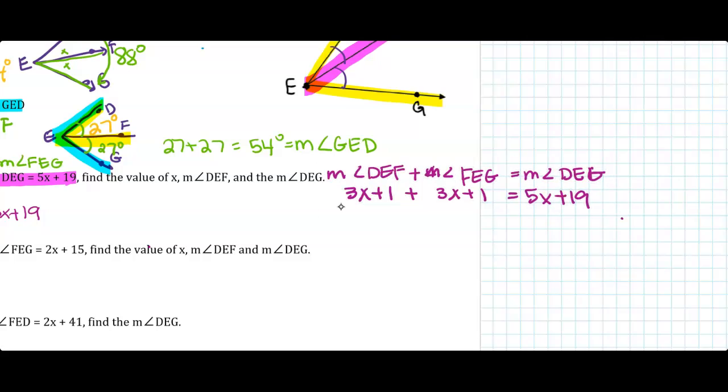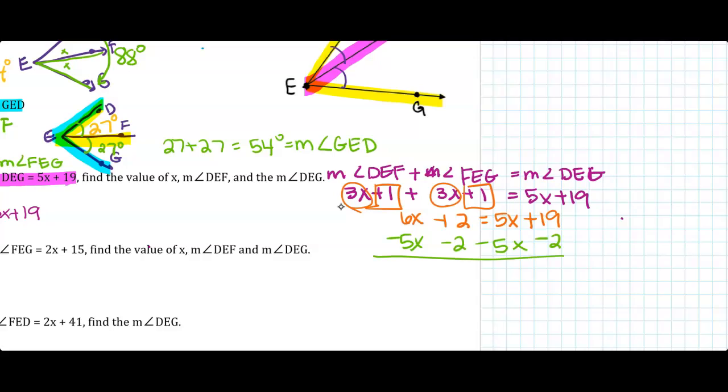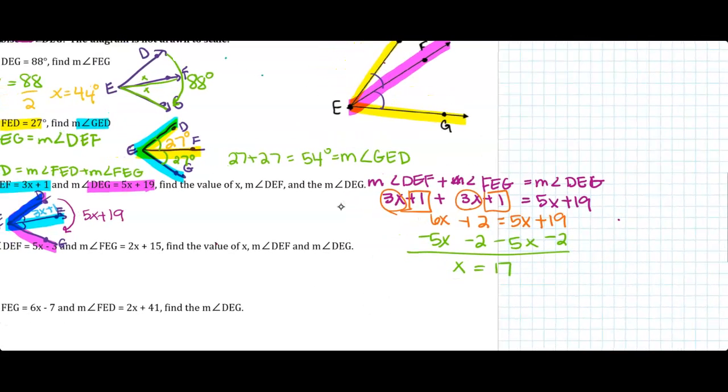So we just want to combine our like terms. So 3x plus 3x gives us 6x. 1 and 1 gives us 2, and we're equal to 5x plus 19. Solving for x, we are going to minus the 5x from both sides, as well as minus the 2. So we get that x is equal to 17. Knowing that x is equal to 17 can help us find the rest of the angles.